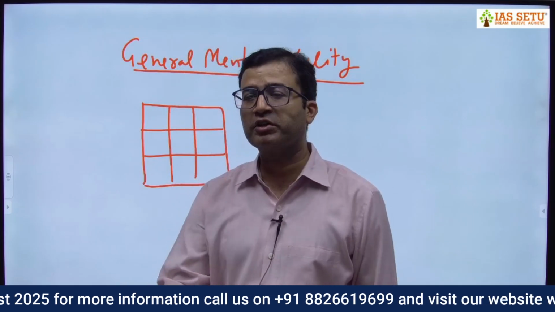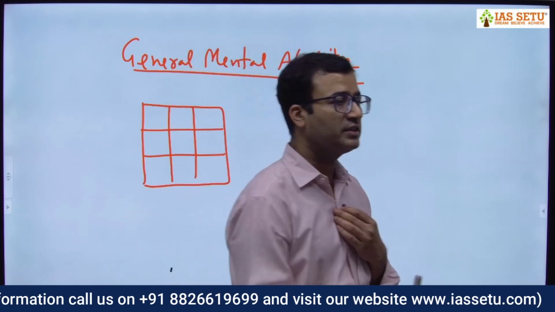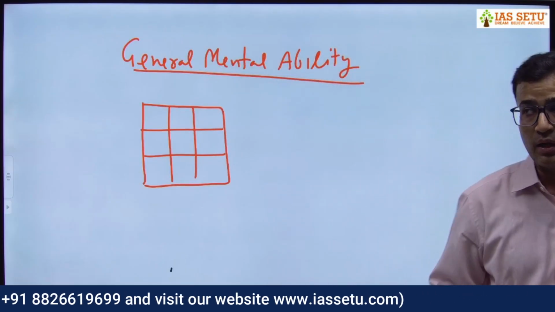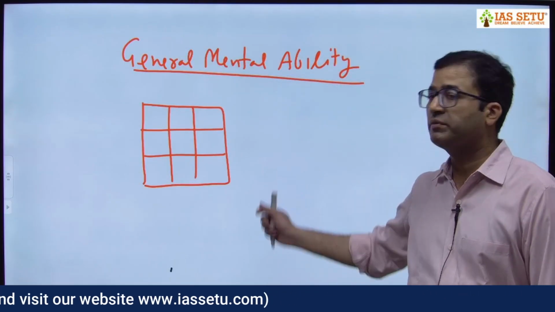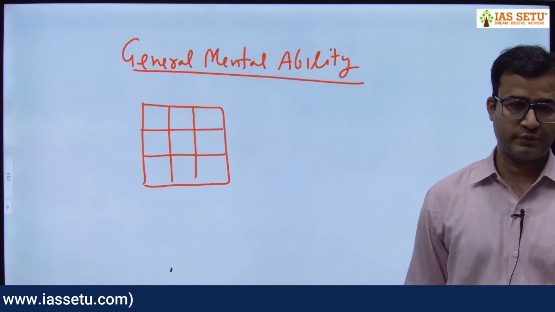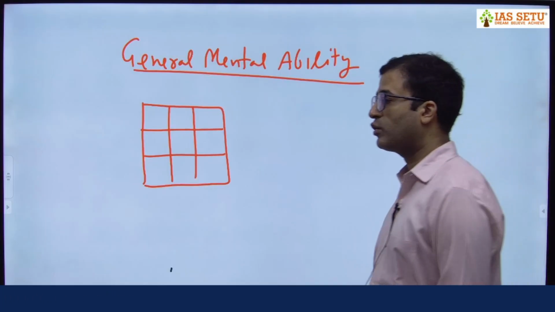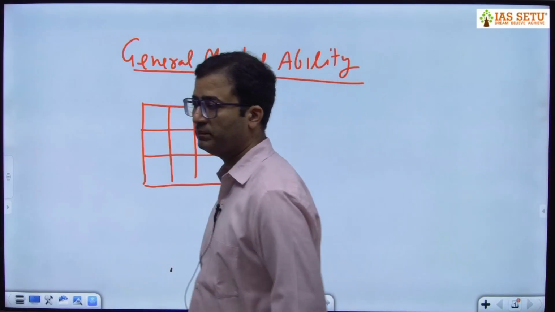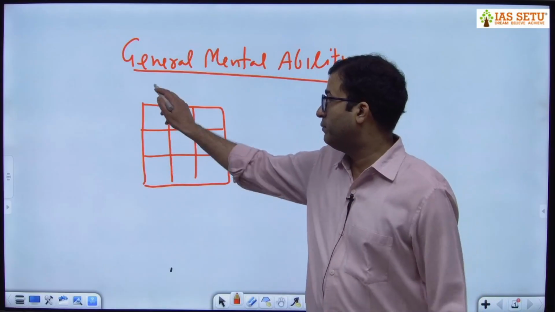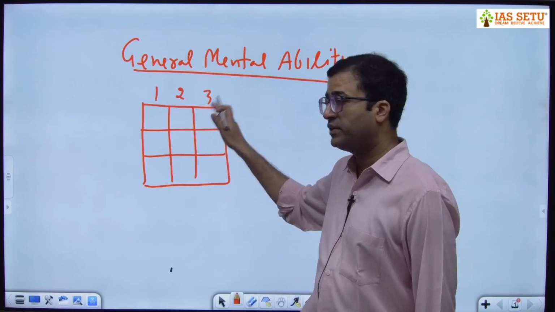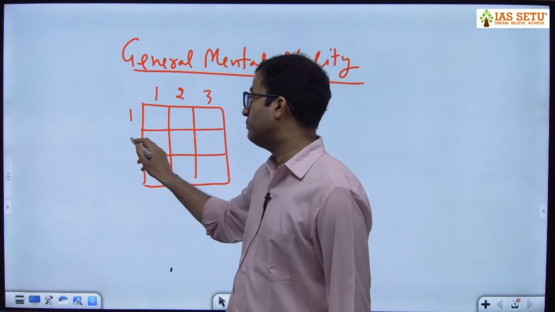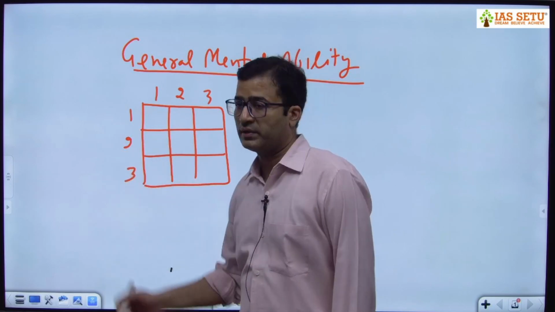Name, we have to give the name because otherwise every child will have the same name. Similarly here we have to name this figure, otherwise we will get confused. And how do we name this figure? Column versus row. Column. So this is column number 1, column number 2, column number 3. This is row number 1, row number 2, row number 3.